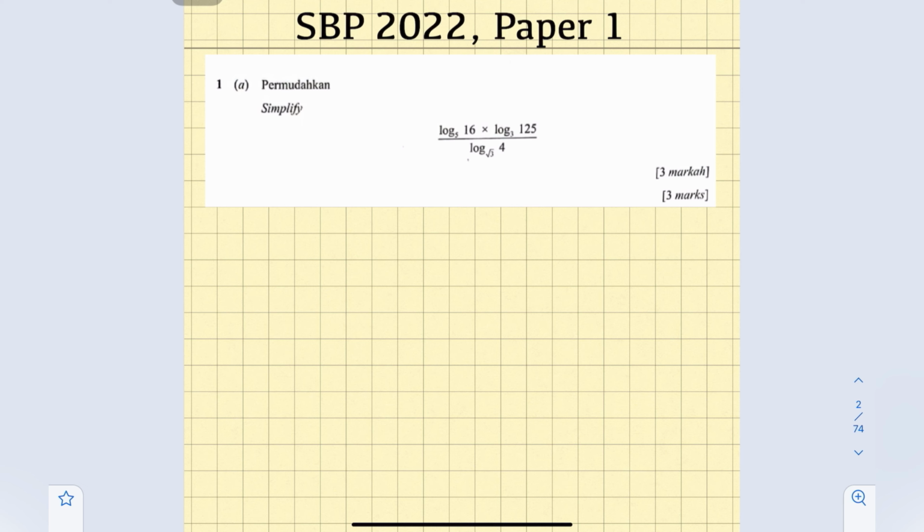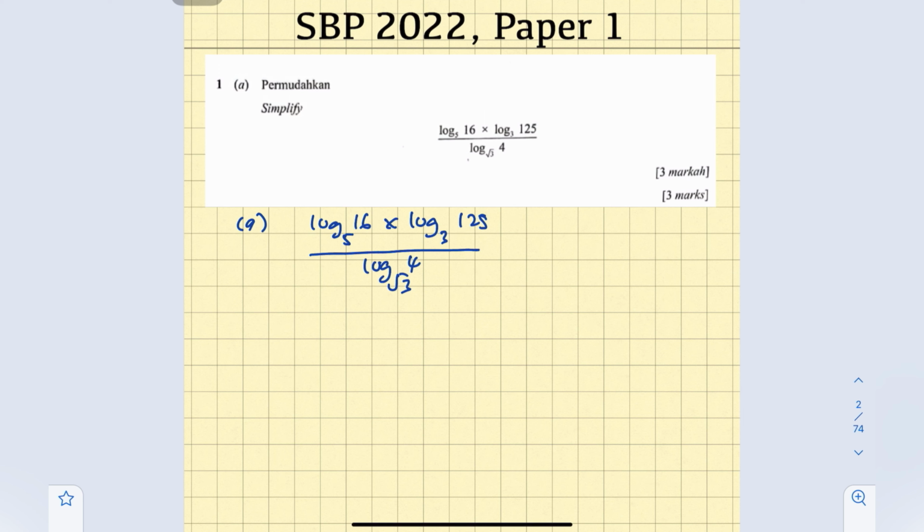Let's discuss trial SPM SBP 2022 paper 1. 1A, simplify log 16 base 5 times log 125 base 3 divided by log 4 base 3.